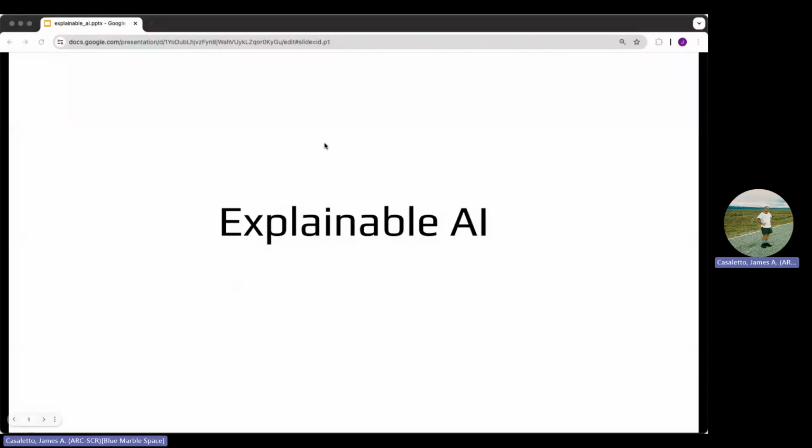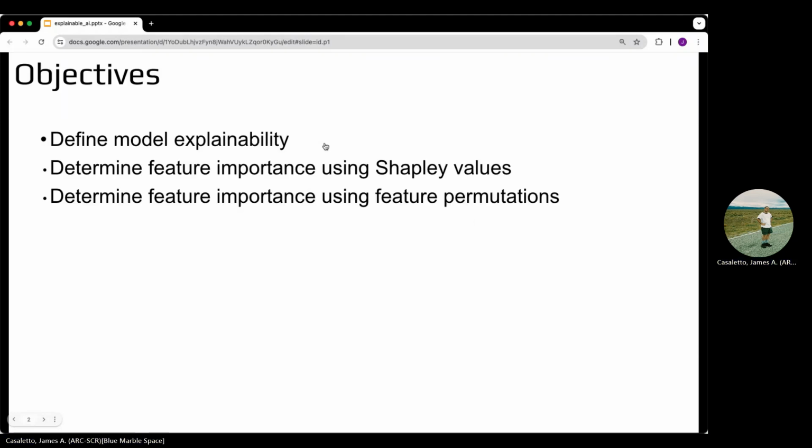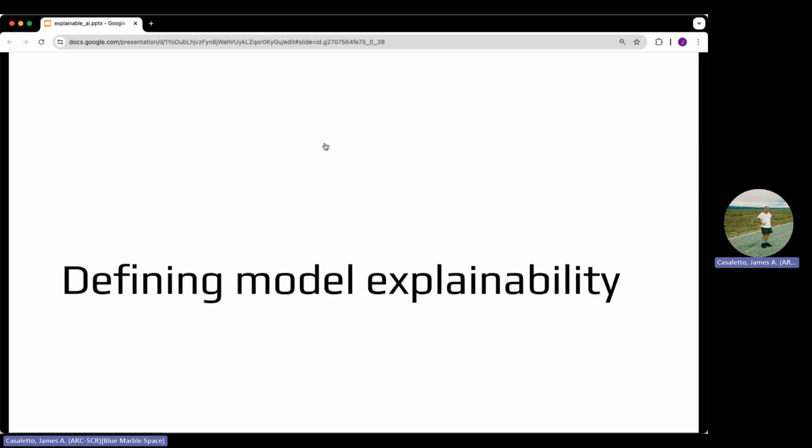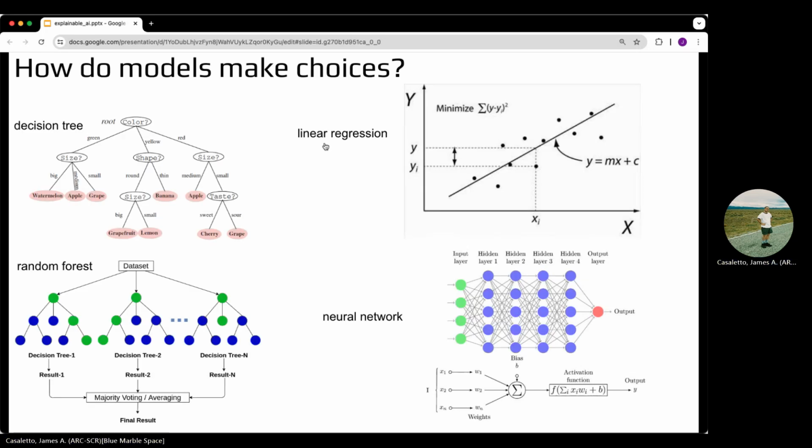Welcome to this lesson on explainable AI. The objectives of this lesson are to define model explainability, determine feature importance using Shapley values, and to determine feature importance using feature permutations. In this first section, we define the concept of model explainability.